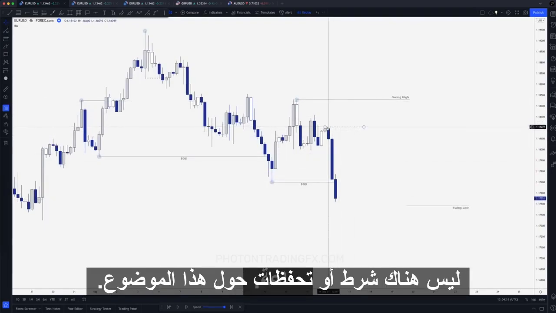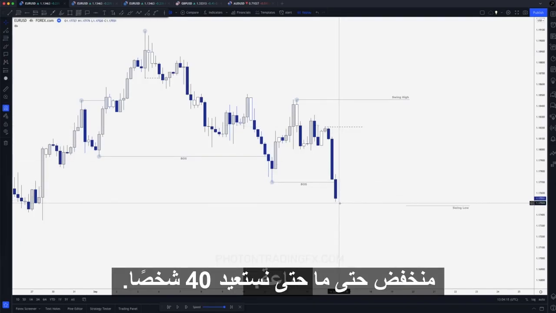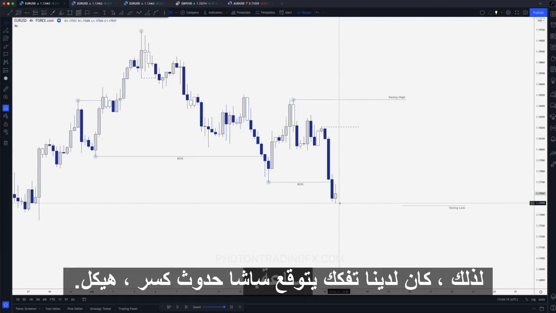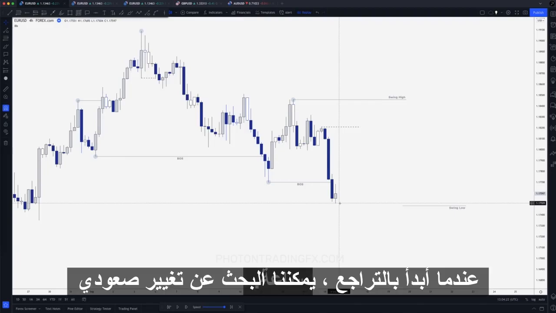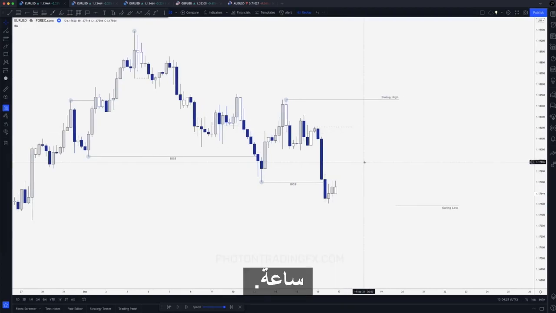There's no ifs or buts about it. That is it, it's black and white. But we don't yet know where the swing low is until what? Until we get a 40 pip pullback. So we've had a break of structure. What do we expect after a break of structure? We expect a pullback on this time frame. How can we anticipate when that pullback is going to start? We can look for a bullish change of character. And that would be the line that I would need to see go, right, before I would know that.